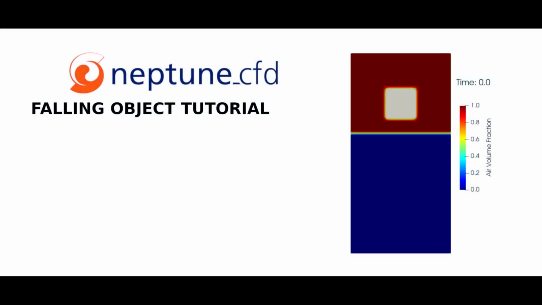Hello everyone and welcome to the Snapshot CFD falling object tutorial. We're gonna simulate the falling of a solid box in a rectangular tank filled up to 60% with water. It's gonna be a 2D calculation.